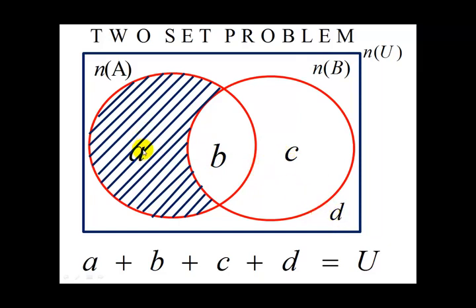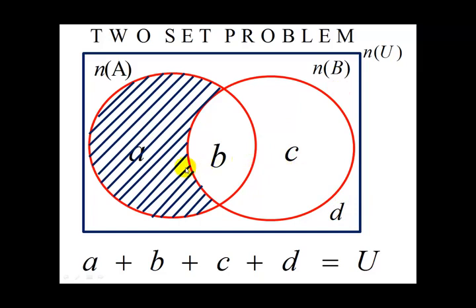Now, the region A is the shaded region. That is the region that represents the number of students who read only Greek. Now, n(A) is the number of students who read Greek. But the A itself, that is the shaded region, represents the number of students who read only Greek. Now, B is the region that represents the number of students who read both Greek and biology. And C is the number of students who read only biology. And D is the number of students who read neither Greek nor biology.